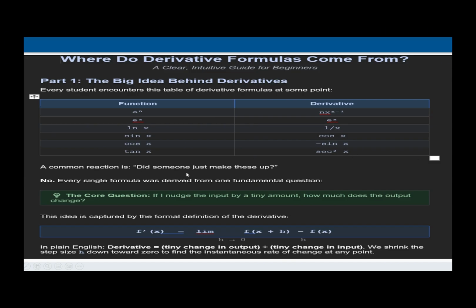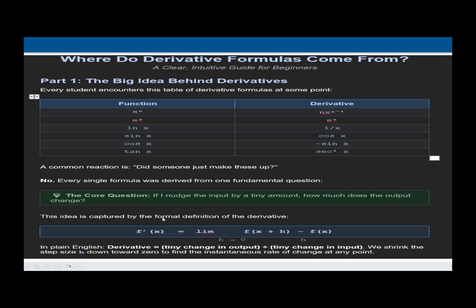Every single formula derives from one fundamental question. The core question is: if I nudge the input by a tiny amount, how much does the output change? When you change the input a tiny amount, how does the output change?